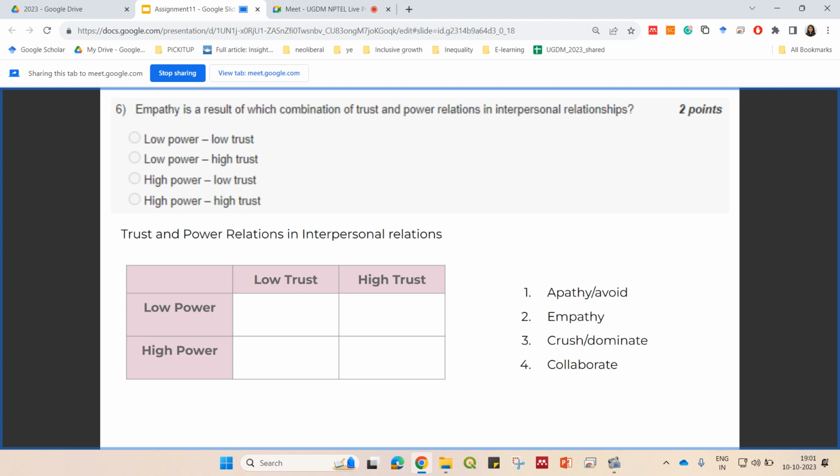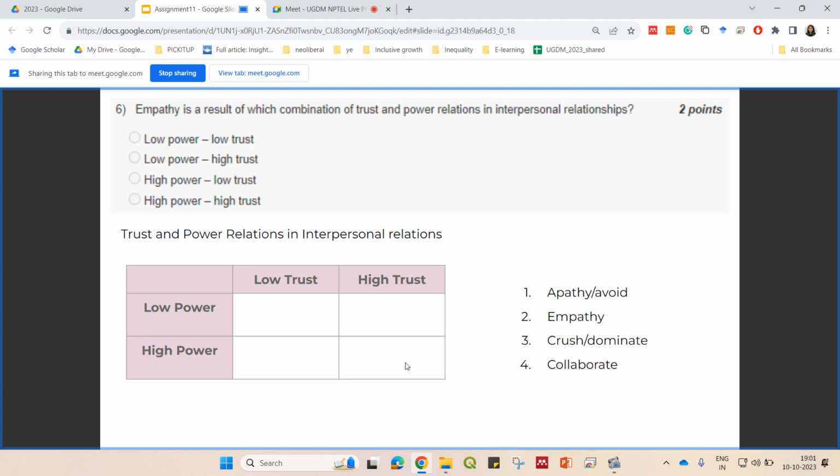Similar to the Johari window, this is a chart for the level of trust and the level of power. If you move in this direction, this is the area where there is lowest trust, and this is the area where there is highest trust. If we move in this direction, this is the area where the power is lowest, and this is the area where power is the highest. So in this box you will have high trust and high power.